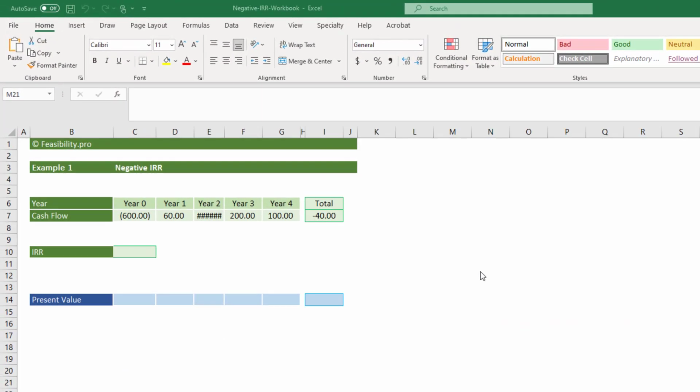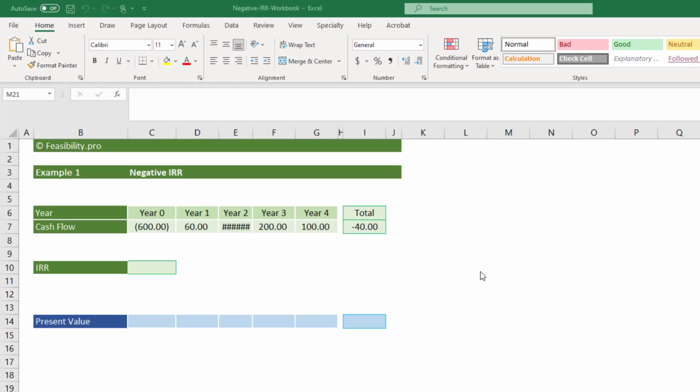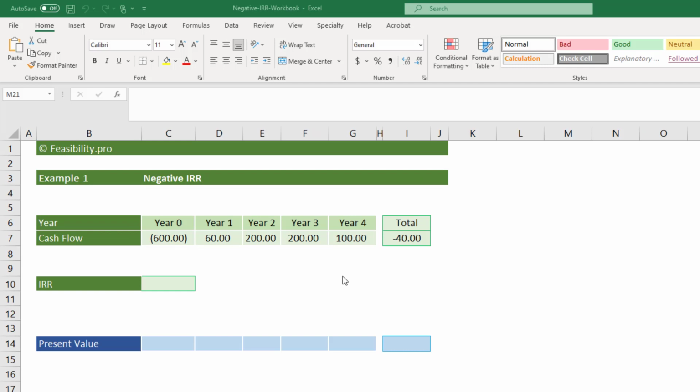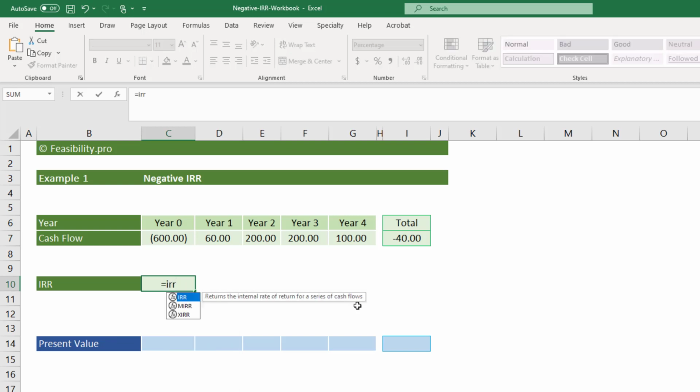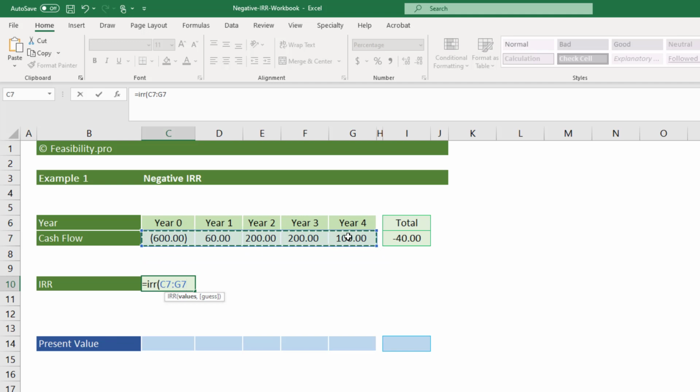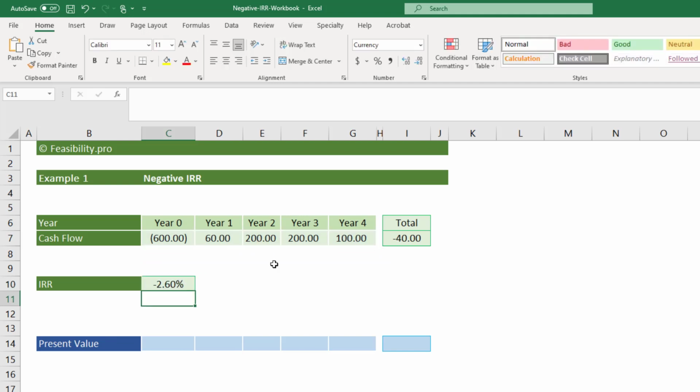So let's get started. This is an Excel problem which I have just constructed here. This is the cash flow, and on purpose I have kept the total of this as negative to see what the IRR is here. So we'll calculate the IRR using the simple IRR formula, and we just put in the values without any guess, and we get a negative 2.6% IRR.